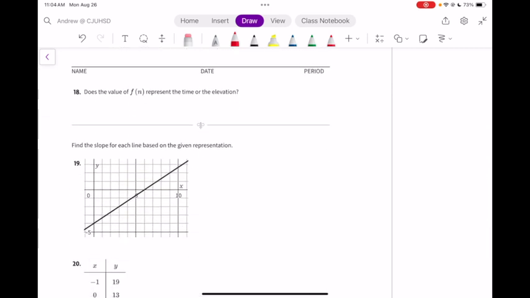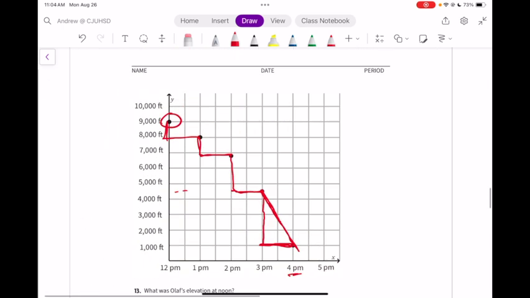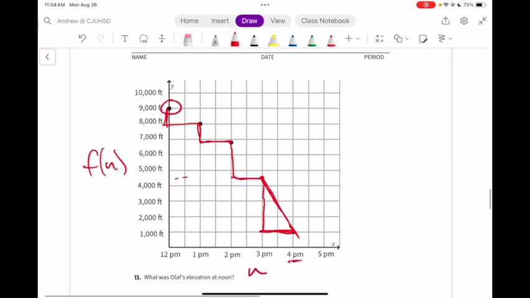Does the value of f of n represent the time or the elevation? It's the elevation. So on this graph, f of n is the y-axis and n is the x-axis.